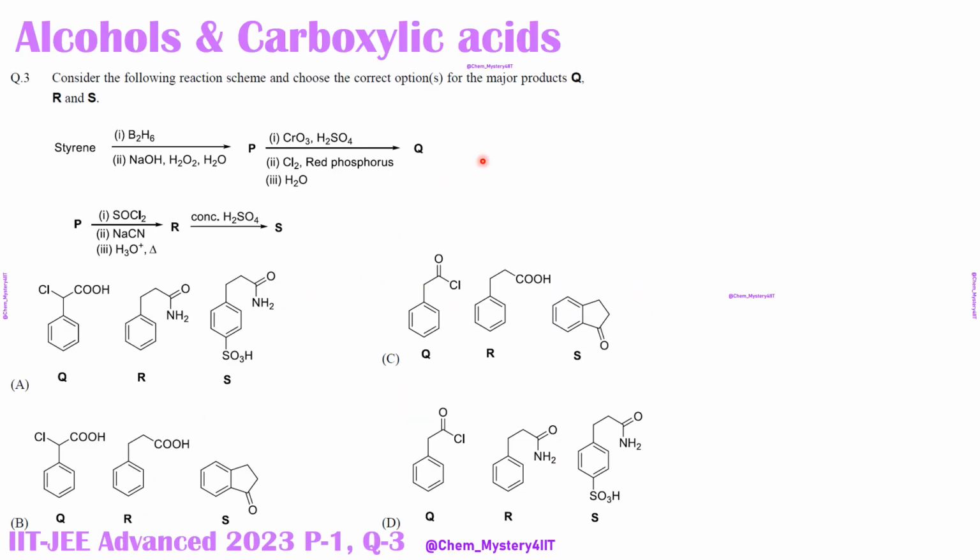This question was about starting from styrene. Styrene we know as vinyl benzene, so benzene containing one C double bond C. With that we are doing some reaction. The first step of reaction is reacting with B2H6, that is diborane, and this is then further modified by reaction. This is hydroboration-oxidation, all these steps put together. And the product P, which is formed as an alcohol, was reacted with 2 different sequences of reactions.